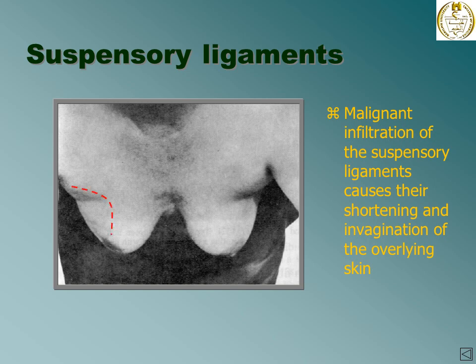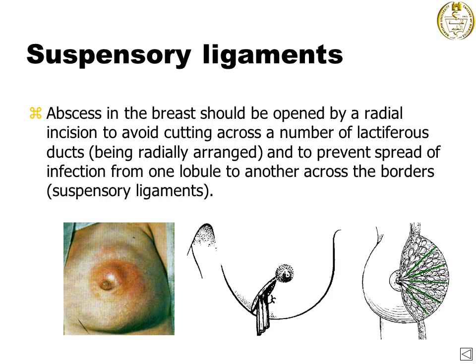Malignancy infiltrating the suspensory ligament will pull on it, causing shortening and invagination of the skin overlying the areola. So it is one of the signs in the diagnosis of breast cancer. Also, another benefit of the suspensory ligament.